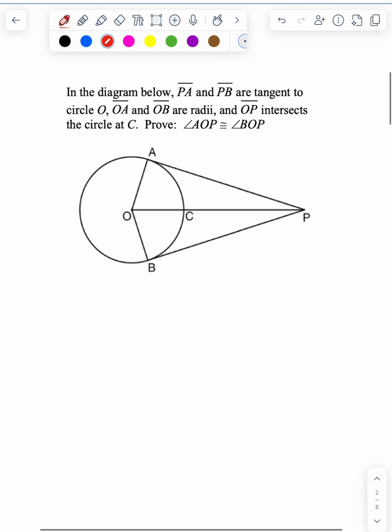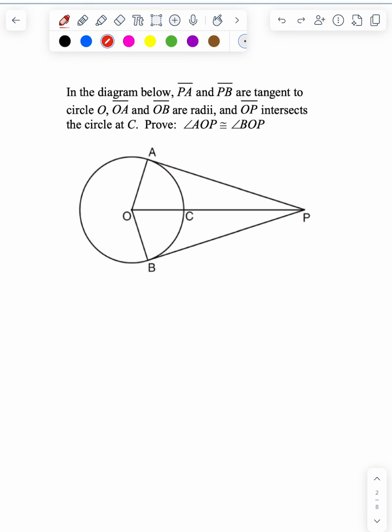In the next example over here, we have that PA and PB are tangent to circle O. We have that OA and OB are radii of the circle. And we have that OP intersects the circle at C. And what we need to prove is that angle AOP is congruent to angle BOP. These two angles are corresponding angles of the two triangles. So what we need to do here is prove the two triangles congruent, and then we can use CPCTC to say that the corresponding angles have to be congruent once we already have proven the triangles congruent.